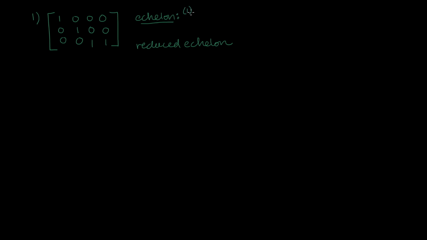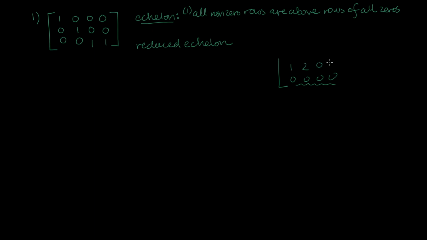1, all non-zero rows are above rows of all zeros. So if we had some row that was all zeros, this row would have to be below all the non-zero rows. This is a non-zero row because it doesn't have all zeros. So basically, we don't have to worry about that in this problem because none of these rows have all zeros in them.